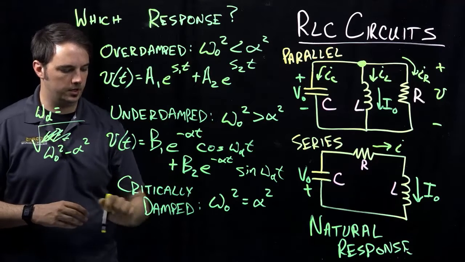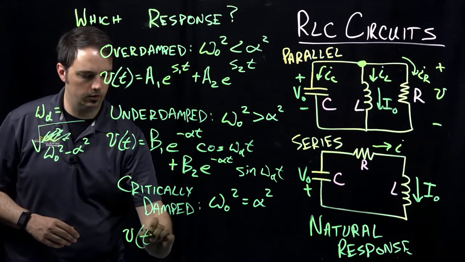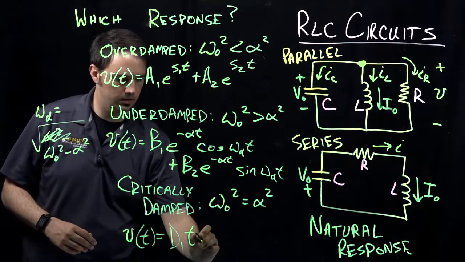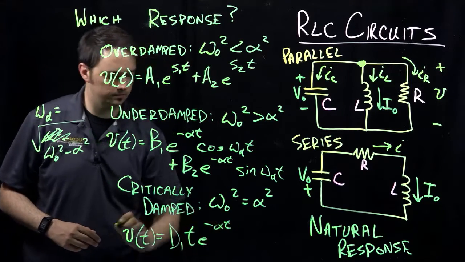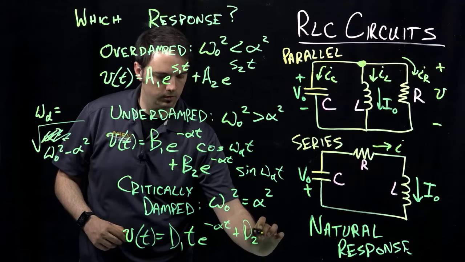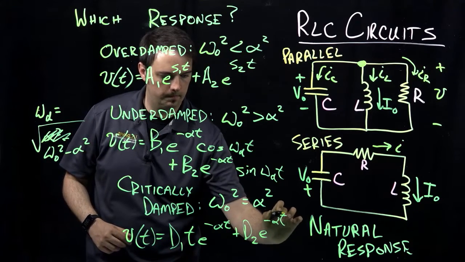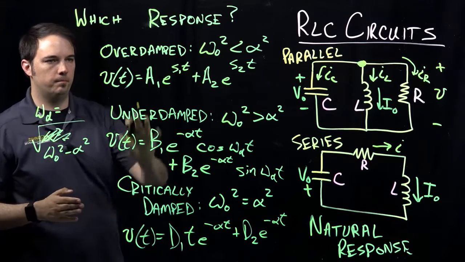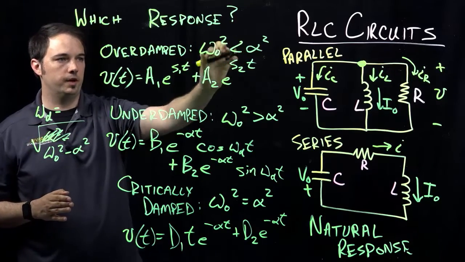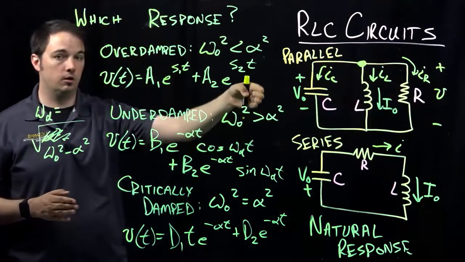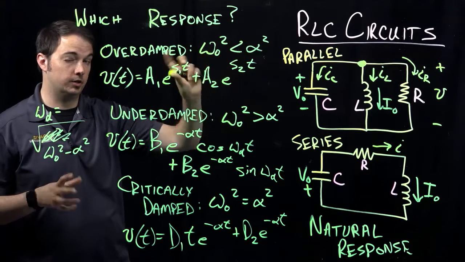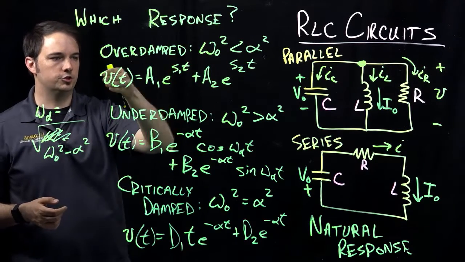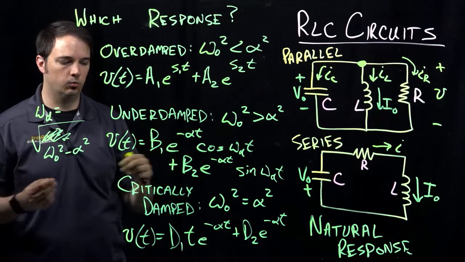And then finally, for the critically damped case, the form of the solution would be as follows. The voltage is going to have a different coefficient here, just D1 times t with an exponential minus alpha t, plus D2 with the exponential minus alpha t. So each of these three solutions is what we should end up with, and remember that omega naught and alpha are based on your elements, your R, L, and C quantities. If I make a change to maybe my resistance, that may change the type of damping response that I have, and therefore change which of these solutions I need to be working with.